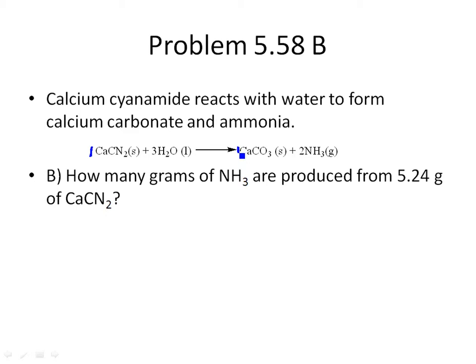So we're converting from one compound to another. This is an indication that we're going to have to use our balanced equation and set up our mole-to-mole ratios. The first thing we do is write out what we know and what we're given. We're not just given 5.24 grams, we're given 5.24 grams of calcium cyanamide.